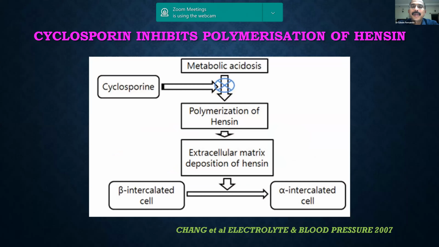Cyclosporin inhibits the polymerization of hensin. Normally, whenever there is metabolic acidosis, there is polymerization of hensin. This causes extracellular matrix deposition of hensin, and this makes a beta intercalated cell switch functions to an alpha intercalated cell. Now, cyclosporin inhibits this hensin.